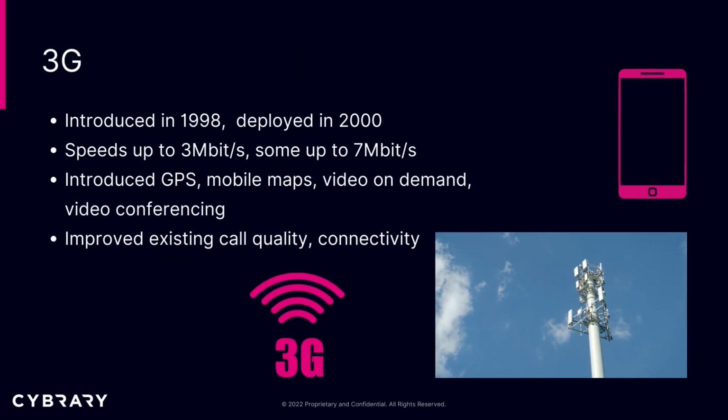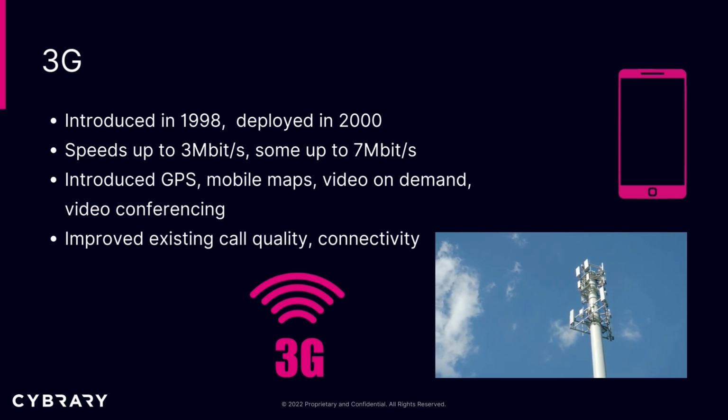Okay, now we're up to 3G. 3G technology was first introduced in 1998 and networks were deployed in the early 2000s. They had speeds up to 3 megabits, which was 30 times faster than 2G connections, and some of the 3G connections were up to 7 megabits. Now, 3G kept the features introduced in 2G like web browsing, streaming, SMS, and roaming, but it improved on the speed, overall connectivity, and call quality. Also introduced during 3G were mobile maps, GPS, video conferencing, multimedia streaming, and simultaneous voice and data calls.